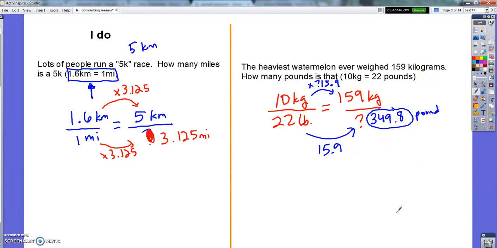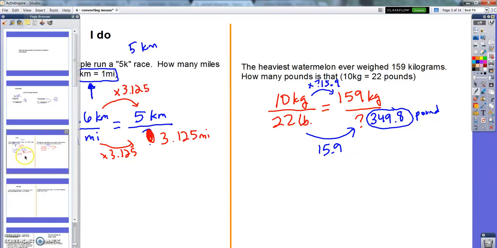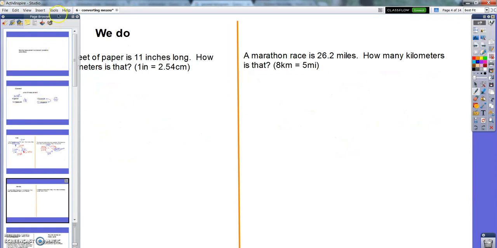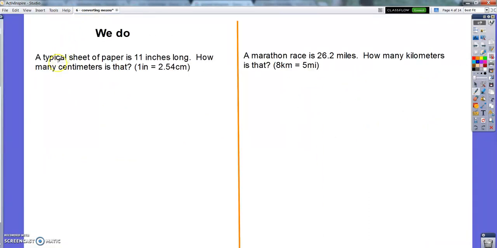They're just ratio problems like any other. Frankly, they're not too different. So let's do a couple together. Again, we'll do one where you get a unit rate, and then one where you don't get a unit rate. So let's start here.